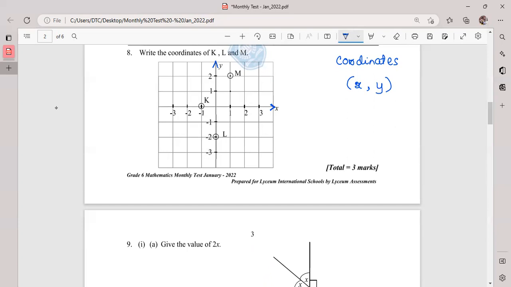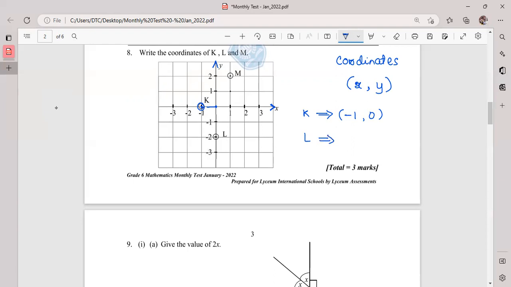If you take point K, you see this point, right? When you look at the x-axis, the horizontal one, what is the x value you can see? It is -1. Therefore, you write -1. And what is the y value? It is 0. Right? Can you see that here? It is on 0. So the y value is 0.